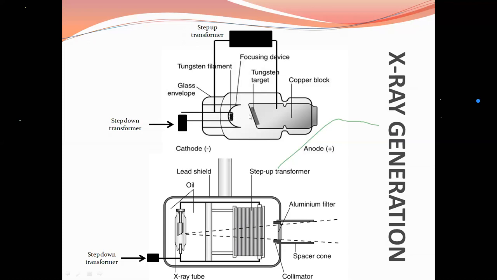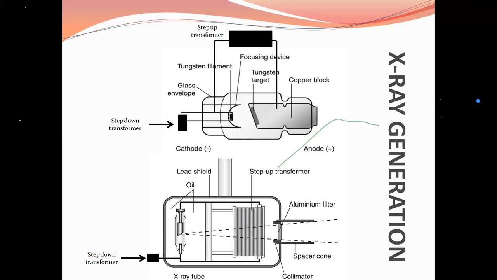Once we create that potential difference, all the electrons generated over here will speed up and try to hit this target, which is called the tungsten target. When it hits this area, that will result in the production of X-rays, which you can see in the form of broken lines over here. Obviously, when high energy electrons are hitting a target, that will result in not only the production of X-rays, but also in the production of heat.